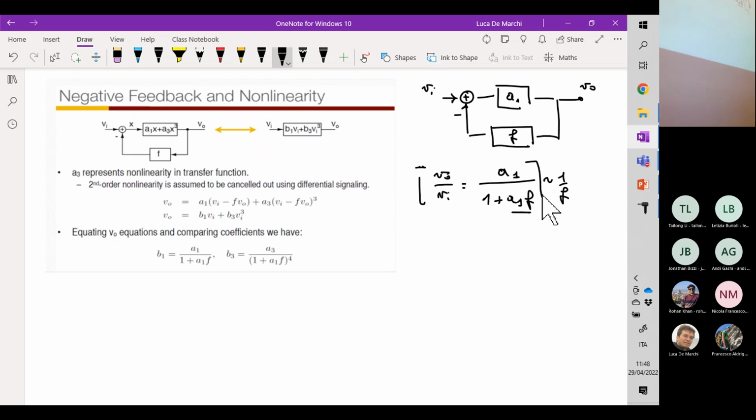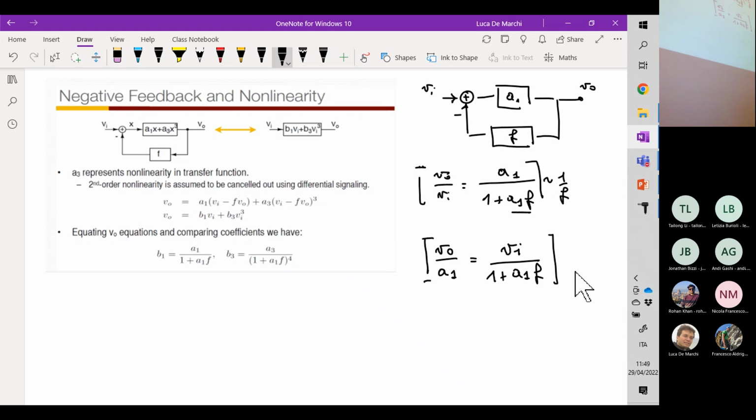For example, if we move this Vi and A1 to the other side of the equation, we have that V out over A1 is equal to V input divided by 1 plus A1 times F. So this is simply moving Vi here and A1 here.